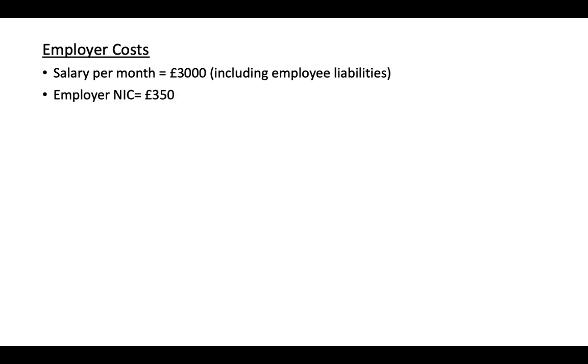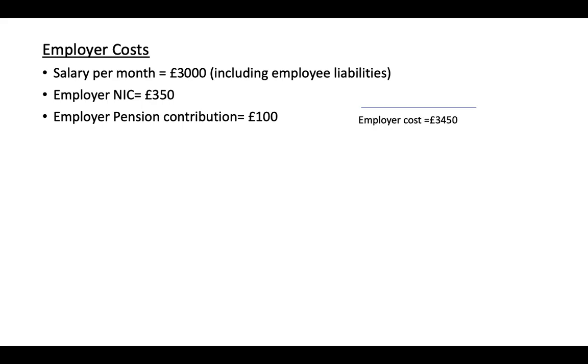So let's look at the employer's cost first. The employer is paying the employee £3,000 a month. This is including the obligations of the employee, the HMRC contributions and the pension contributions. This is because it is the business's obligation to make sure that is paid. The employer's national insurance contribution will be added to that £3,000, as well as the employer's pension contribution. So the overall cost to the employer for employing that employee is £3,450 per month.